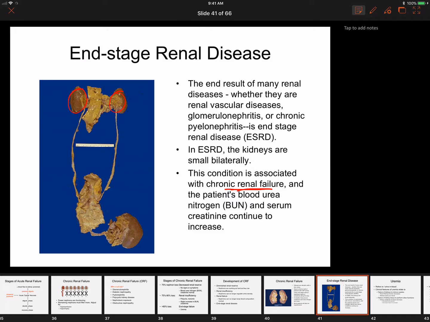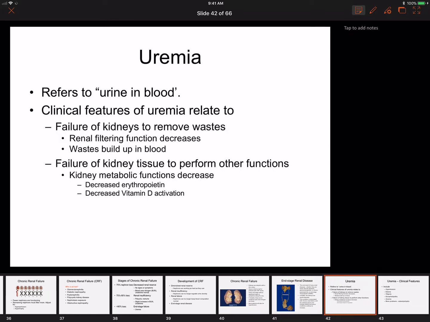Now, once urea starts to build up in the blood, we call this condition uremia. And this is basically linked to a state of kidney failure when the kidney fails to remove waste. So that waste will accumulate in the blood. And other problems with kidney failure would affect red cell synthesis, because that's where the hormone that stimulates the bone marrow is produced, erythropoietin, and decrease in vitamin D activation, which will result in low calcium.